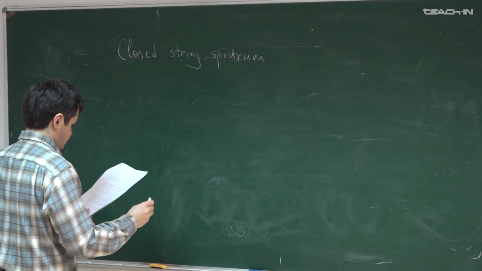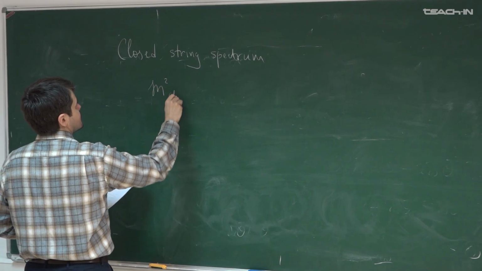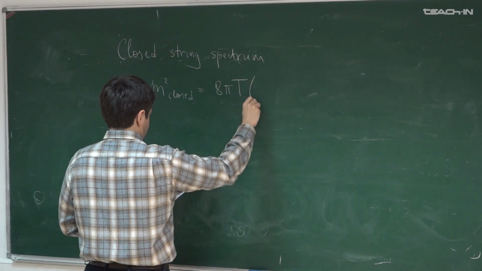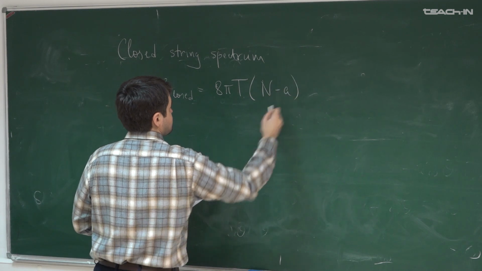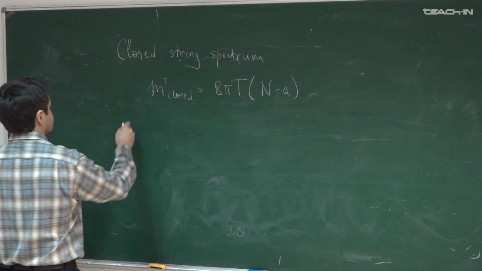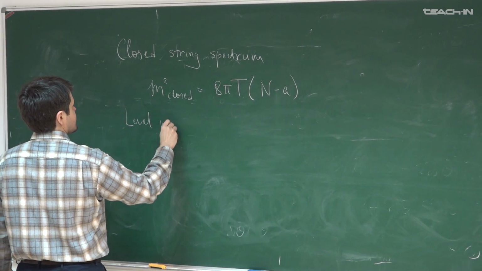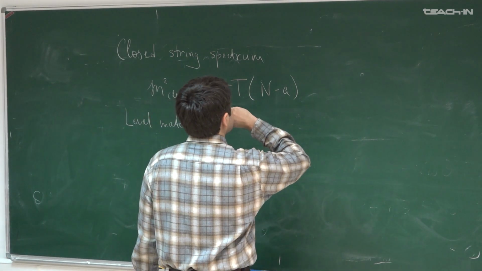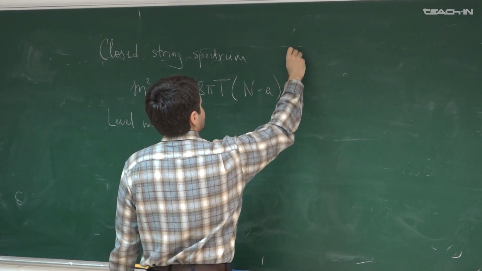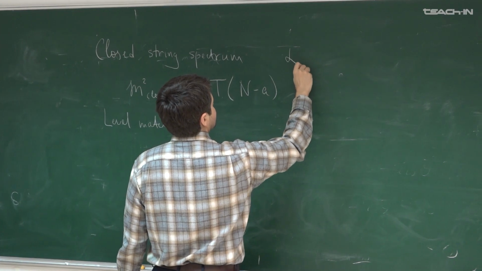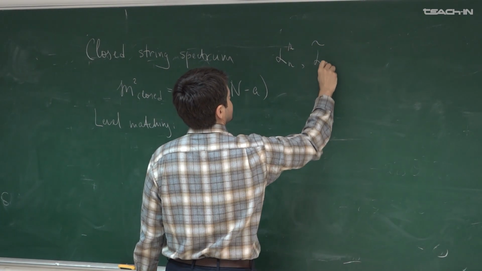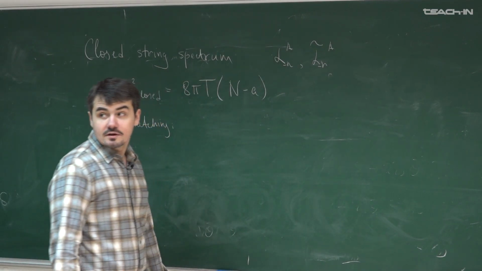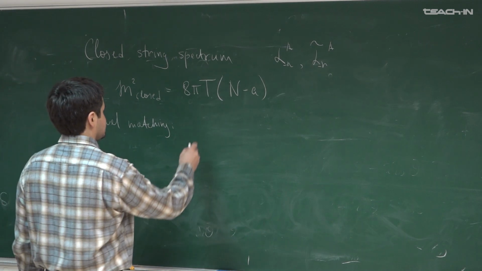the mass formula is slightly modified. And one has the level matching condition, which says that here we have alpha and alpha tilde oscillators that can create string states in the Fock space of these oscillators. And so the level matching condition says that n is equal to n tilde.